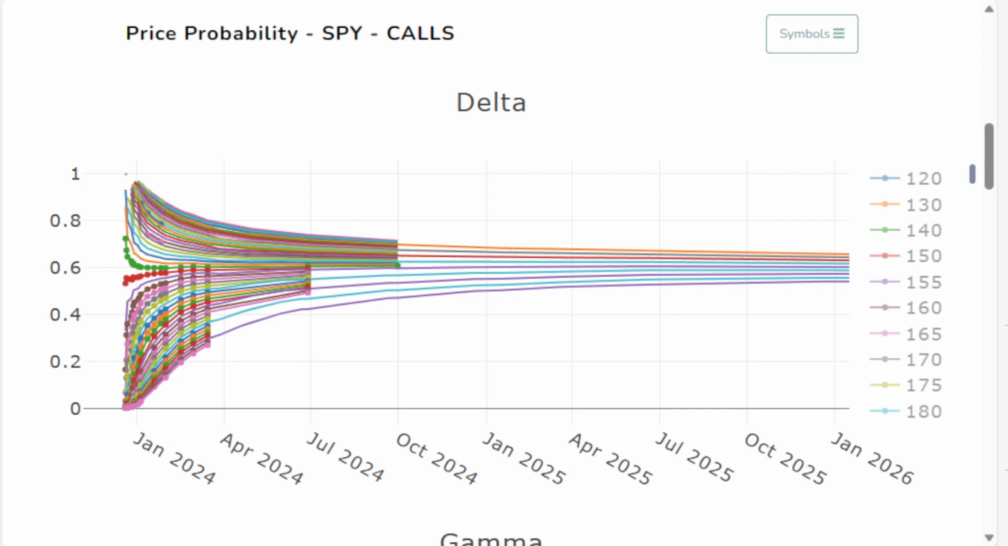So to quickly review, delta is a measure of an option's price sensitivity to the underlying asset's price. Ranges are from 0 to 1 for calls, 0 to -1 for puts, as puts pricing moves opposite the underlying. Lastly, delta can be used as a tool for predicting price changes and managing risk.